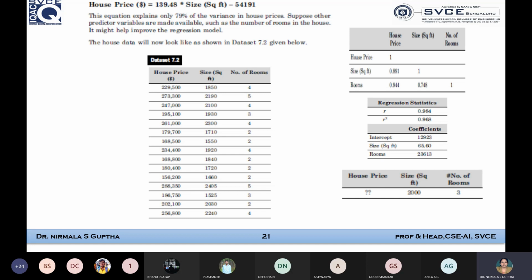Okay, and the intercept value was minus 54191 earlier without considering the number of rooms. Now after considering the number of rooms, the intercept value has become 12923, and the square feet coefficient, that is the size of the house, has become 65. And the number of rooms coefficient is 23613. Now the question is, I need to find out the house cost, that is the price of the house, for 2000 square feet and the number of rooms being 3.